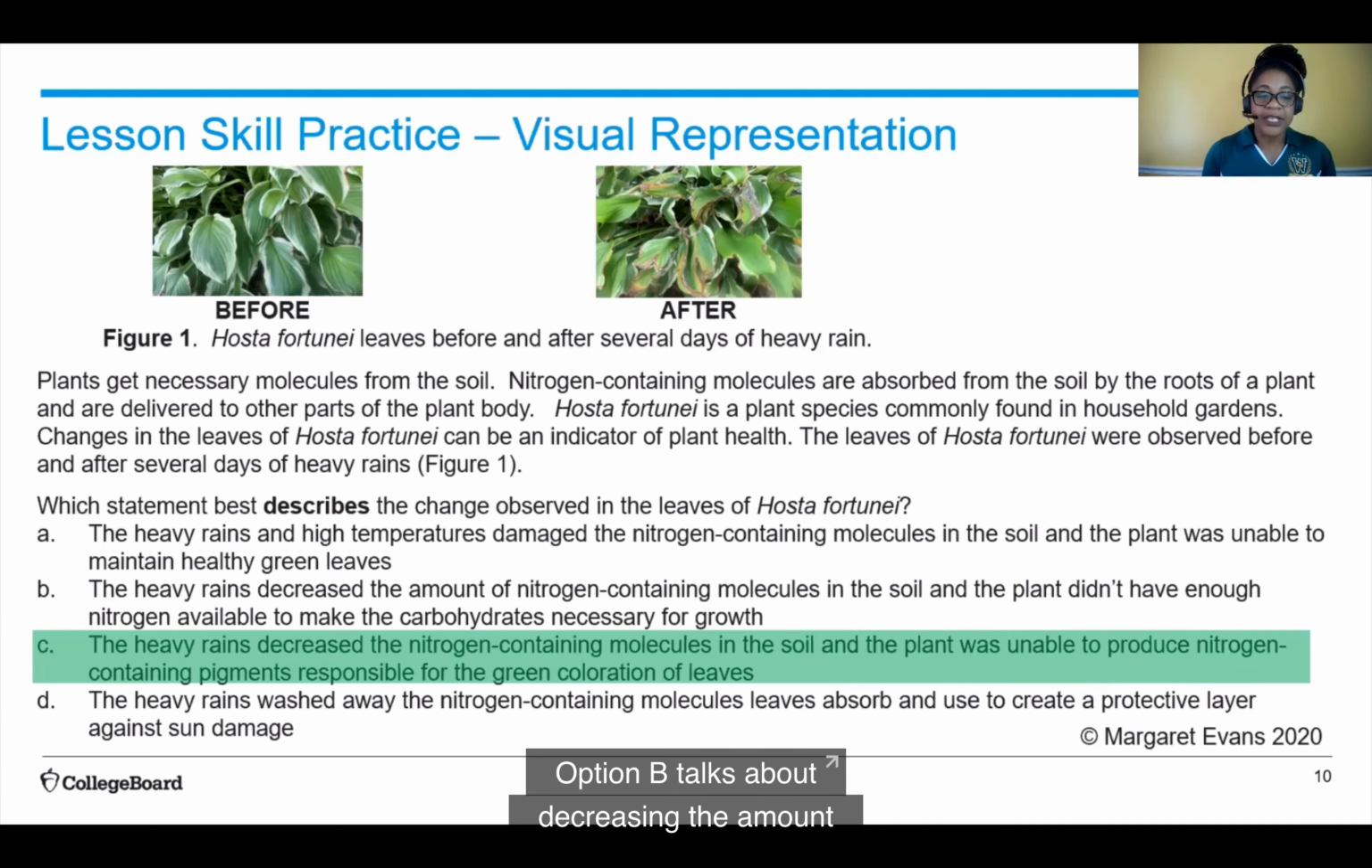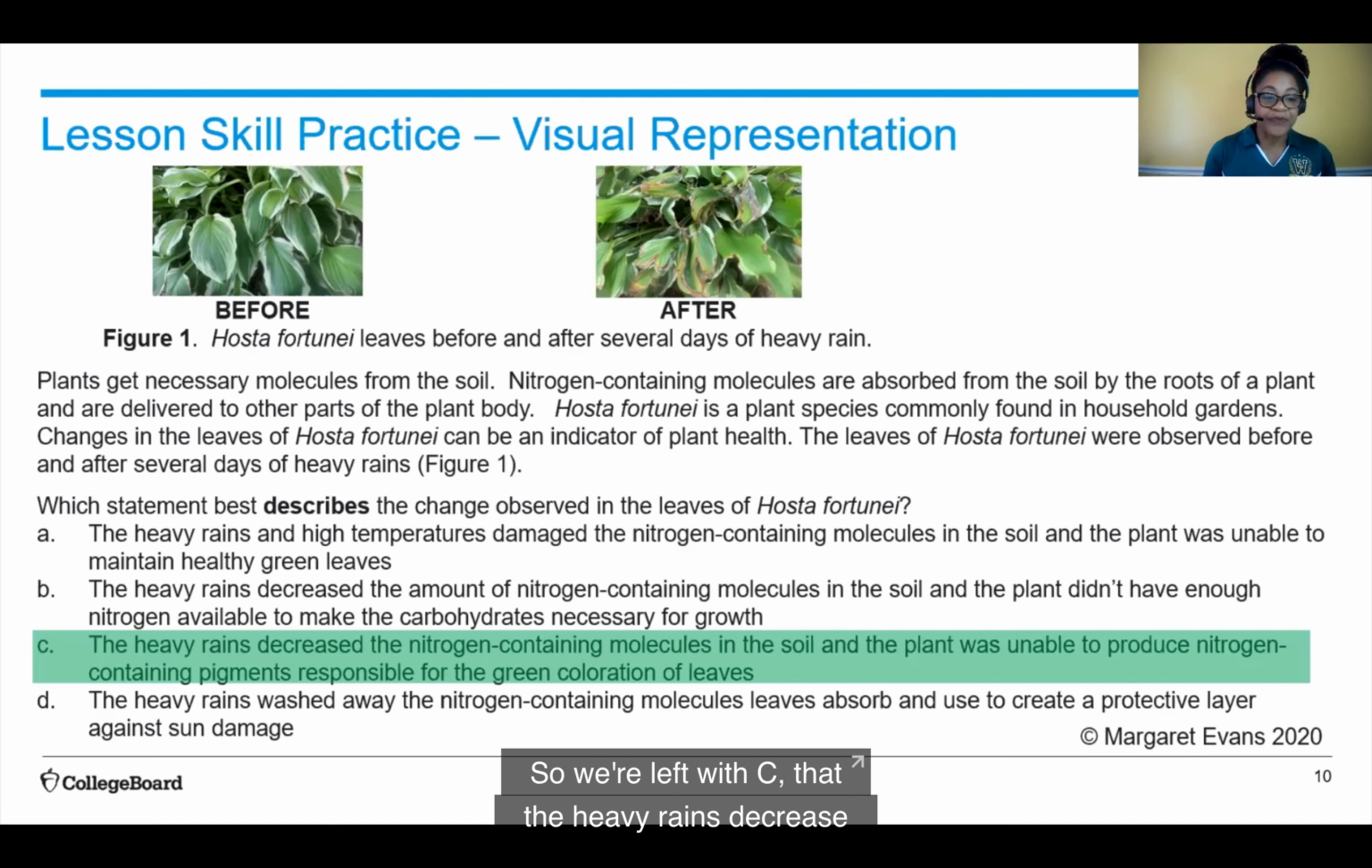Option B talks about decreasing the amount of nitrogen, which is fair, but then talks about how nitrogen is available to make carbohydrates. Based off of our chart that we learned a couple slides back, nitrogen is not used to build carbohydrates, so that rules it out. Letter D talks about the heavy rains washing away the nitrogen-containing molecules that are absorbed by the leaves. The information provided tells us that nitrogen is actually absorbed by the roots of the plant and not the leaves, so that takes that out as a possible choice.